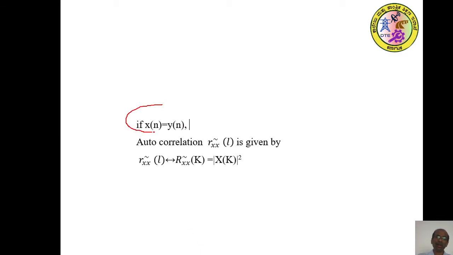A special case of this property is if we assume x of n is equal to y of n, then the formula is written as Rxx tilde of L, and this is called our autocorrelation. This is our autocorrelation concept. In autocorrelation, both the signals are the same. Therefore, Rxx tilde of k will be equal to X of k into X star of k. X of k into X star of k can be further written as modulus of X of k whole squared.